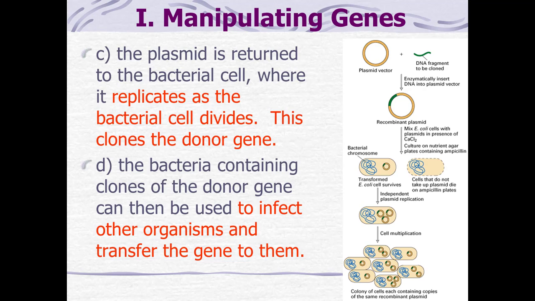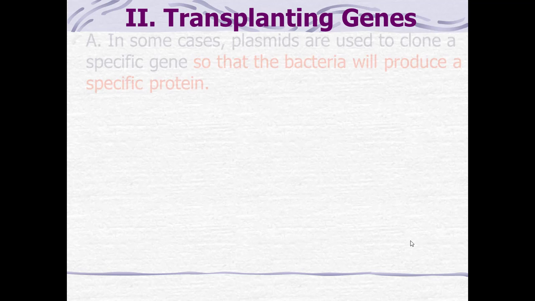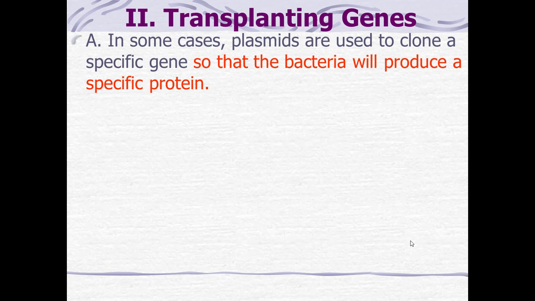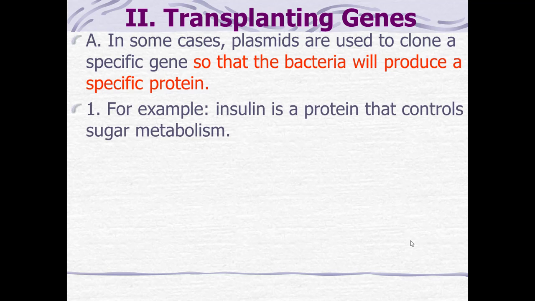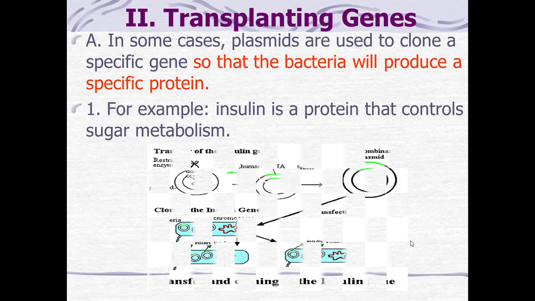The transformed cells survive, but cells without the transform, or without the gene of interest, cannot survive. We can make copies of our surviving bacteria. Transplanting genes: in some cases, a plasmid can be used to clone specific genes so that bacteria will produce a specific protein. Insulin is the core example, where it controls sugar metabolism.